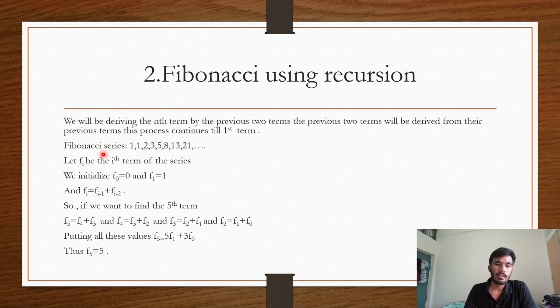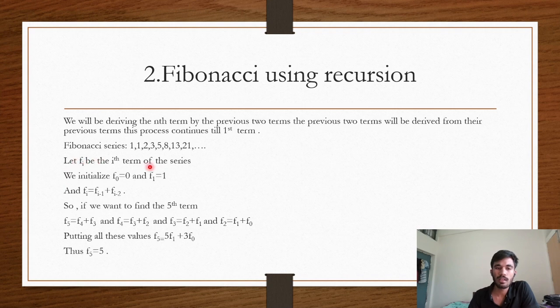Let us see what the Fibonacci series is first. The zeroth element is equal to 0 and the first element is equal to 1. Thus, writing from the first element: f1 is 1, f2 is 1 plus 0, which is 1, f3 is 1 plus 1, which is 2, f4 is 1 plus 2, which is 3, f5 is 2 plus 3, which is 5, and so on.